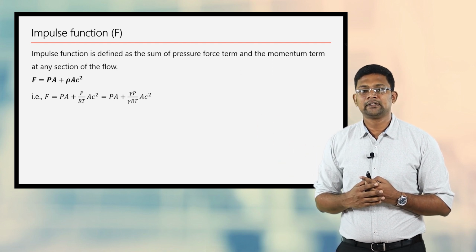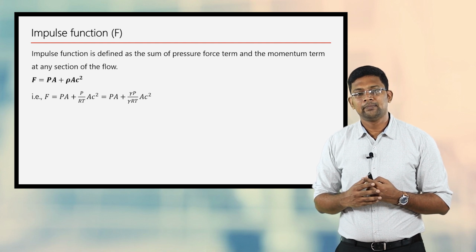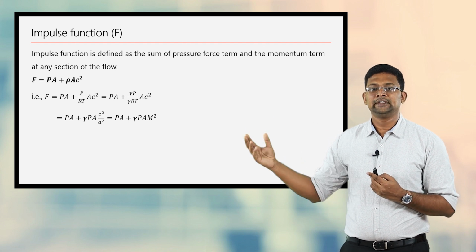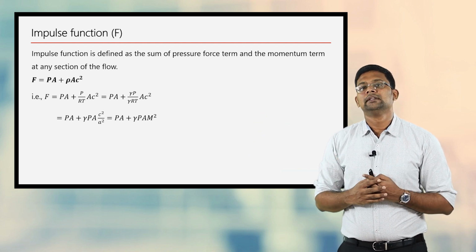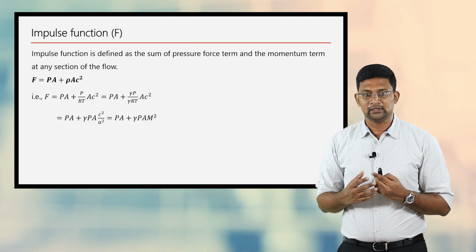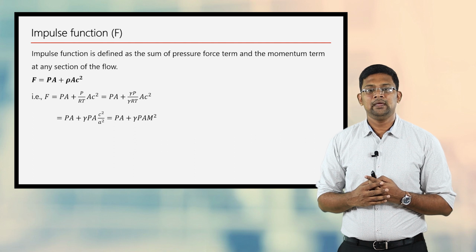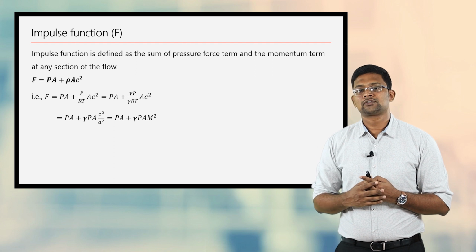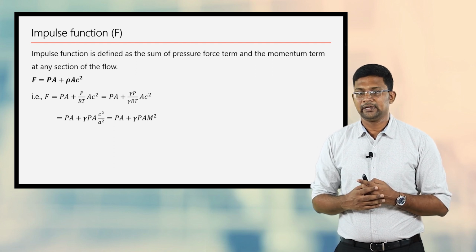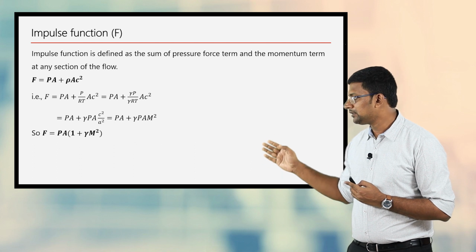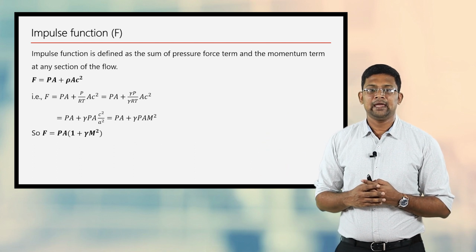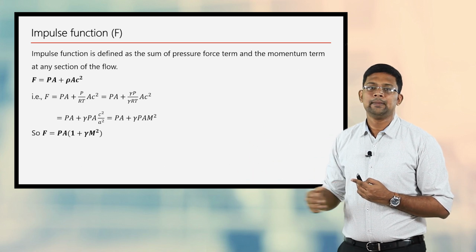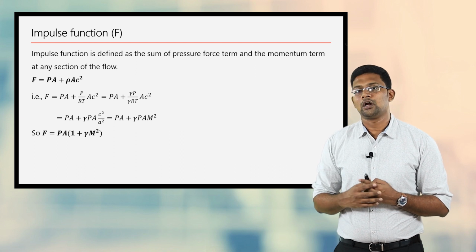I am multiplying numerator and denominator with gamma. So PA plus gamma P by gamma RT into A C square, which is equal to PA plus, the denominator of the second term, that is nothing but the square of velocity of sound, A square. So the expression can be rewritten as PA plus gamma PA into C square by A square, and we know C square by A square is nothing but Mach number square, M square. And finally, the impulse function F is equal to PA into (1 plus gamma M square). So that is a very important expression for impulse function, which is used for solving many problems.